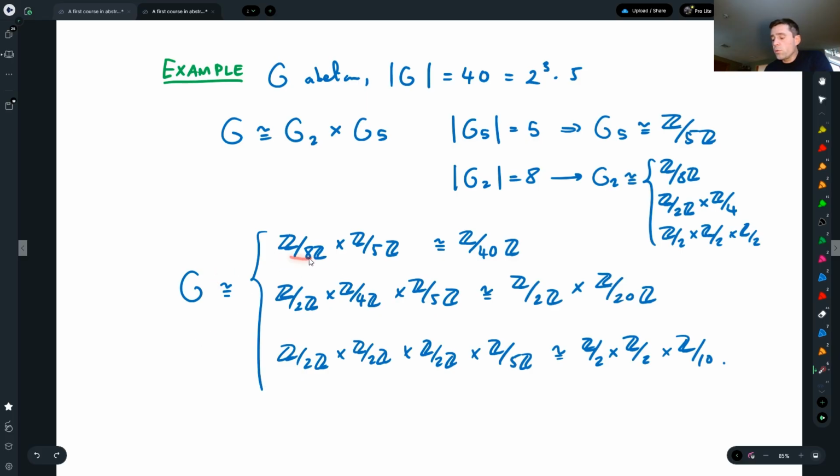It can be Z modulo 8 cross Z modulo 5. By the Chinese remainder theorem, this is the cyclic group of order 40. Then if you have Z modulo 2 cross Z modulo 4 for the 2-primary component, you can also express it as Z modulo 2 cross Z modulo 20. Or if you have 3 copies of Z modulo 2 in the 2-primary component, you can put these together with the 5 part and get Z modulo 2 cross Z modulo 2 cross Z modulo 10. So these are all the possibilities. There are exactly 3 such abelian groups of order 40.